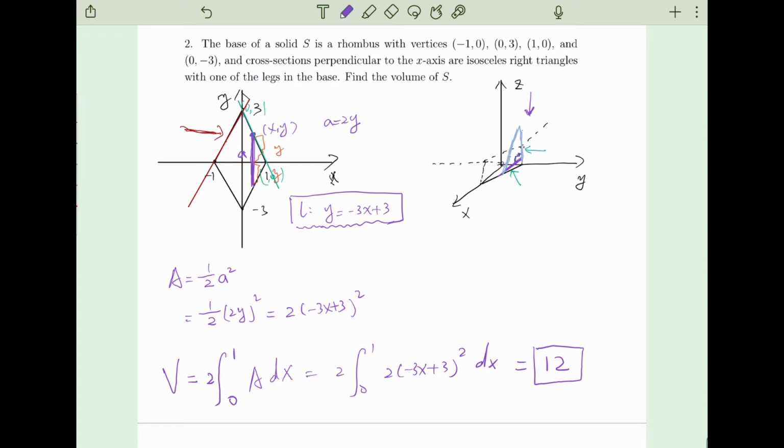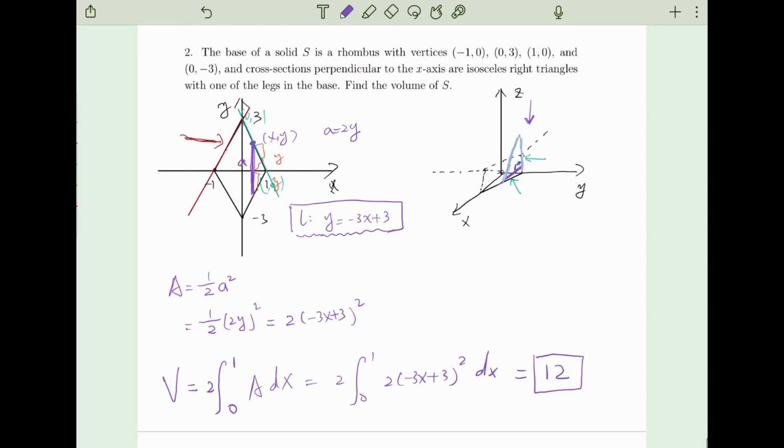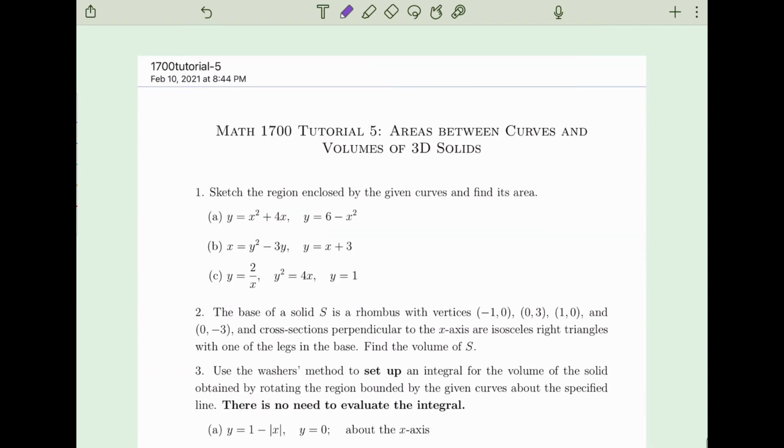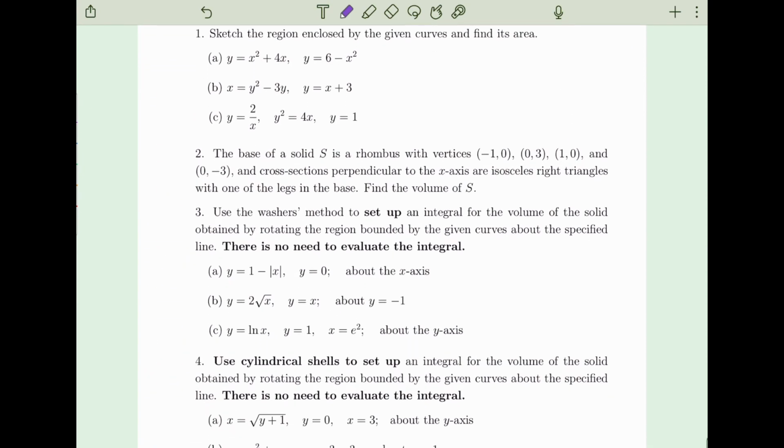And also there are some small techniques here, finding the area, finding the equation of the straight line. So that is our question 2, okay? Now let's move on to question 3.